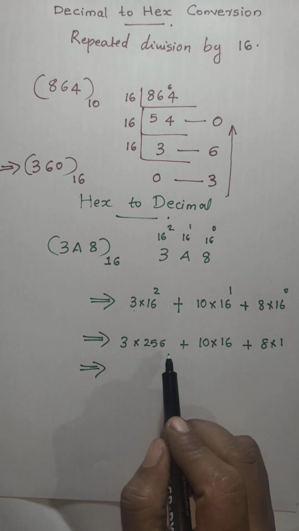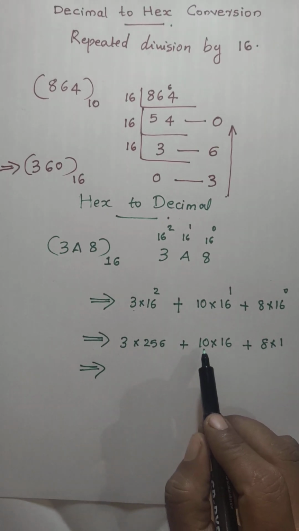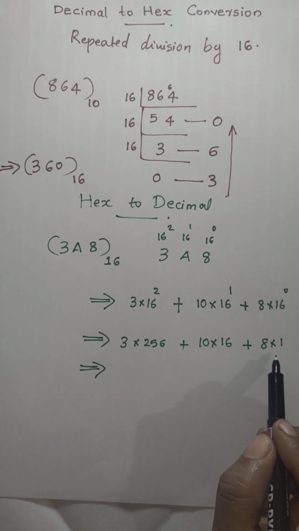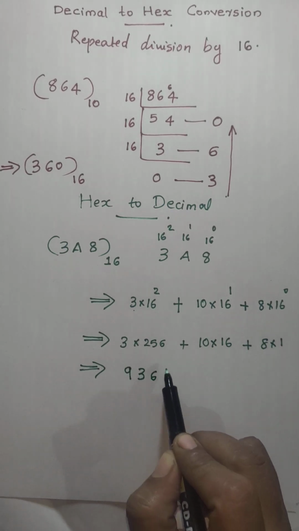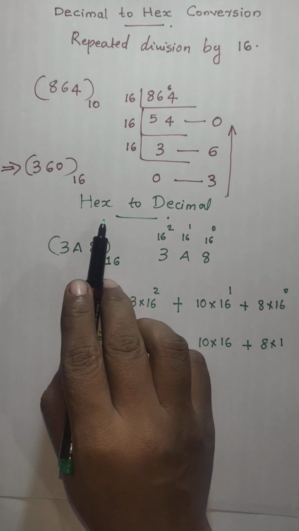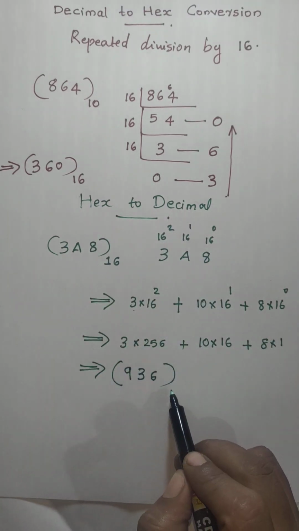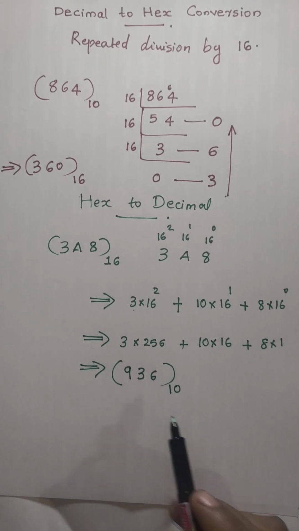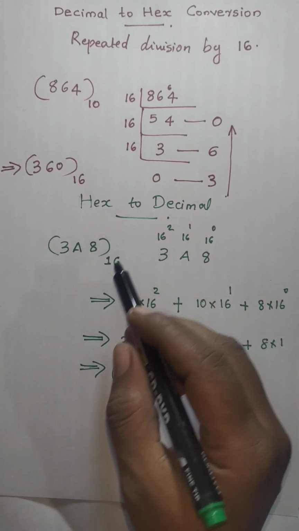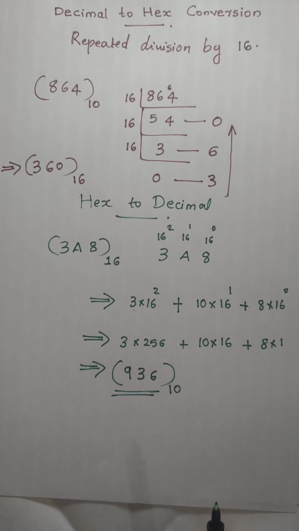Then 3 into 256, plus 10 into 16, plus 8. The result will be 936. What is the base? Hex to decimal, so the base is 10. Clear? This is the value. So this is a way to convert hexadecimal into decimal.